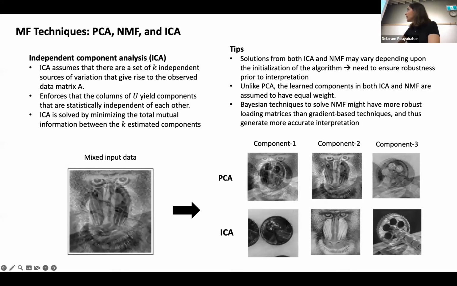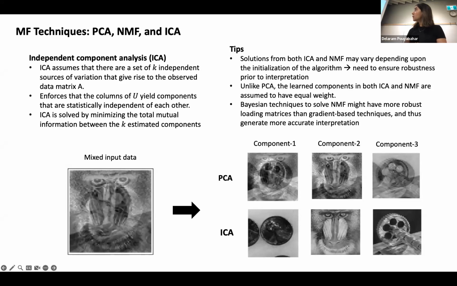And unlike PCA, the learned components in both ICA and NMF are assumed to have equal weights. If you've used PCA before, you know that you usually use an elbow plot or scree plot to choose the number of principal components that you're looking into, and they're usually sorted, like the first principal component has the most information. This is not true for ICA and NMF, so they have equal weights.